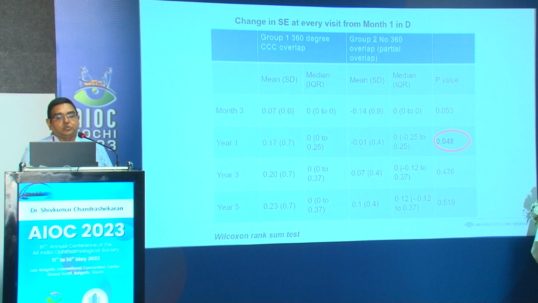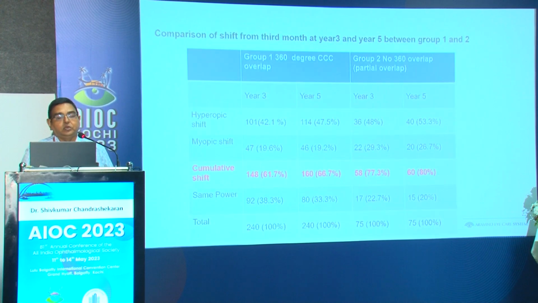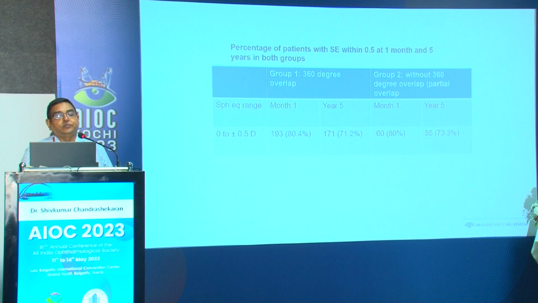The change was usually on the hypermetropic side in the first group, while it was myopic in the initial stages and hypermetropic later. When we looked at the shift of refraction from the 3rd month, at the 3rd and 5th year, we saw that there was a hyperopic shift as a majority, but it was more in the second group. And 1/3 of the patients, or those with overlap, did not have any change in refraction.